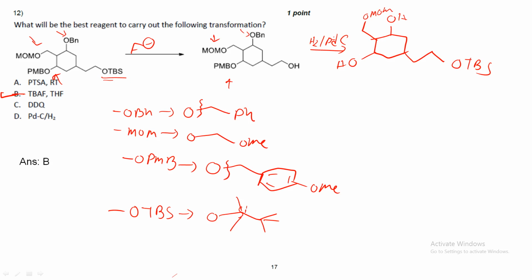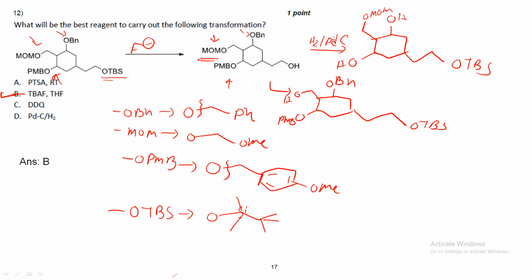And in acidic condition, what can be happening? So the MOM can be deprotected. So then our product would be this, and here the TPS should be unreacted. So you can see how, by using different conditions, we can manipulate the system and deprotect the different things.